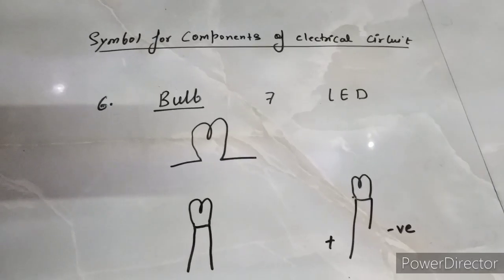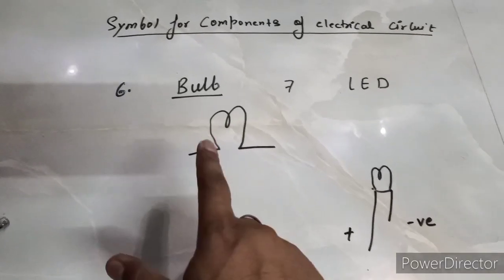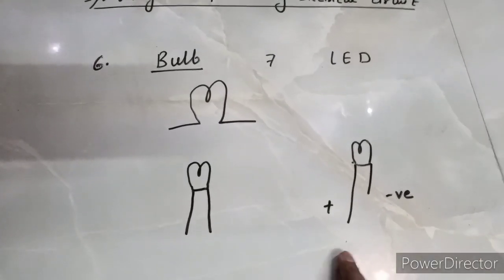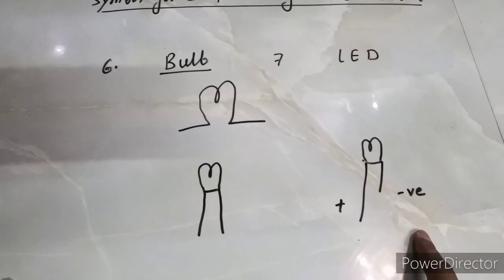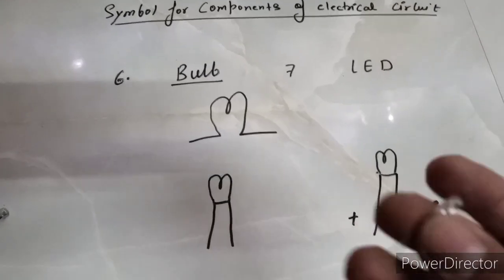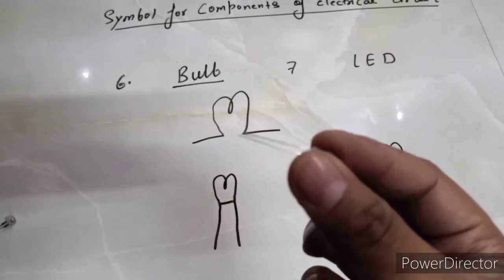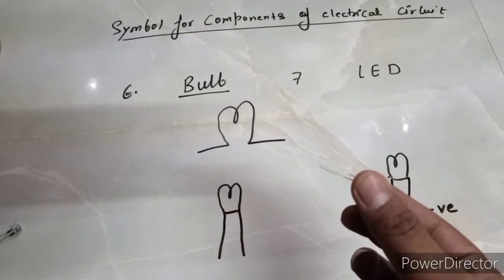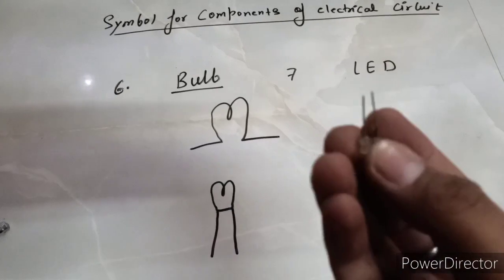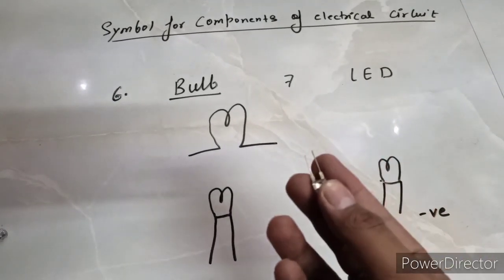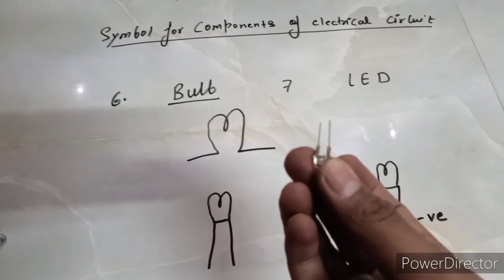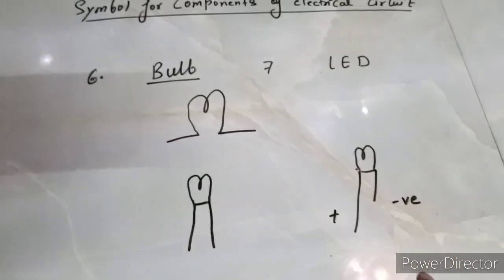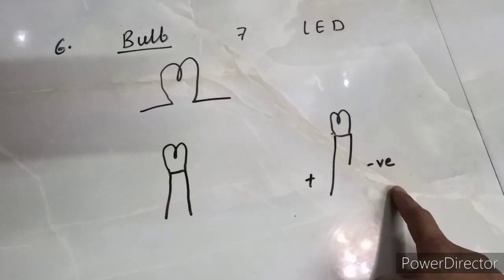So the next is bulb and LED. When we look at the bulb and LED, the main difference is that it is a light emitting diode. The arms of the LED are one longer, one shorter. As an example, this is the LED. When you look at this, one arm is longer, one arm is shorter. Similarly, in another example of the LED, one arm is longer, one arm is shorter. So when one arm is shorter and one is longer, that is the LED. The longer is positive and the shorter is negative.